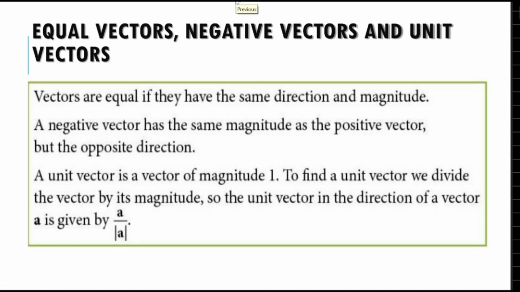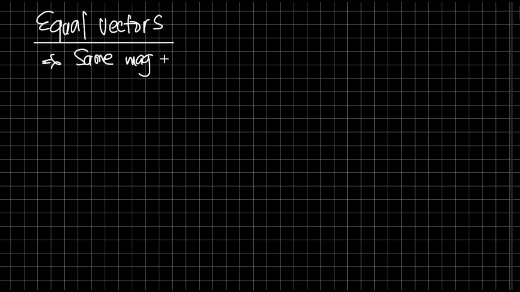All right, so let's look at equal vectors, negative vectors, and unit vectors. So we have three parameters here. Let's take them one after the other. Equal vectors. Two vectors are equal when they have the same magnitude and direction. So here we talk about same magnitude and same direction. Okay, so that's when we talk about equal vectors.